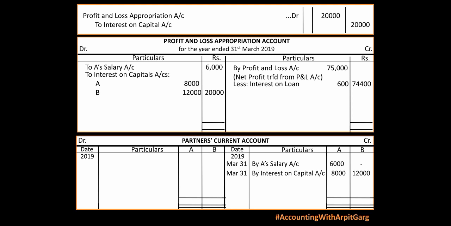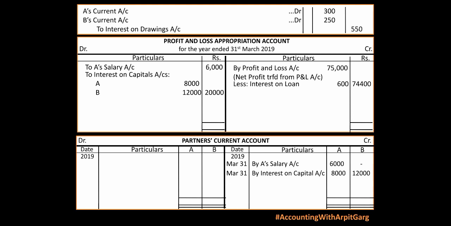Next, interest on drawing is to be charged at the rate 7% per annum. But as I told you, we are given the absolute amount of interest on drawing, and also we haven't studied the calculation of interest on drawing. So here we will take rupees 300 and rupees 250 for our accounting. And as interest on drawing is our income, so it will be credited. So here interest on drawing account credit rupees 550, A's current account debit rupees 300 and B's current account debit rupees 250.